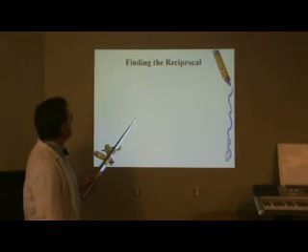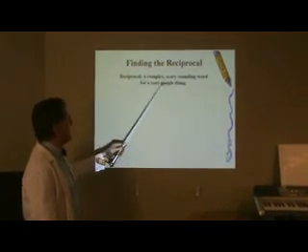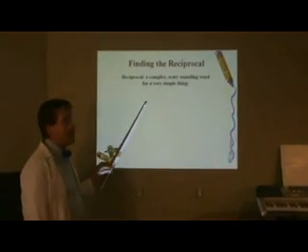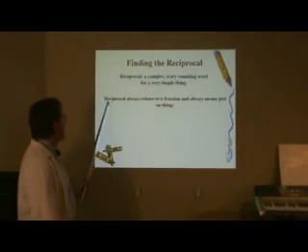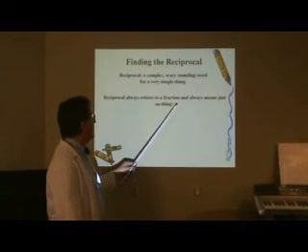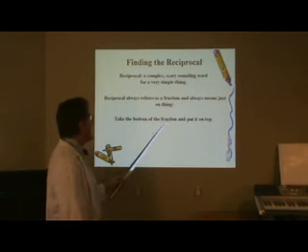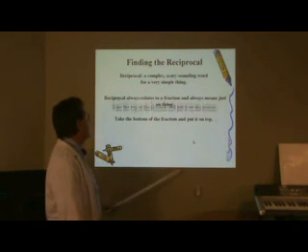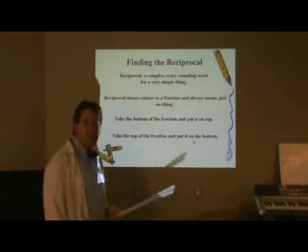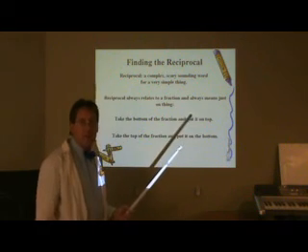Finding a reciprocal is very, very easy. A reciprocal, a complex and scary sounding word for a very simple thing. Reciprocals always relate to fractions. That means they always mean just one thing. Take the bottom of the fraction and put it on the top. Take the top of the fraction and put it on the bottom. It is that simple. You flip the fraction over.